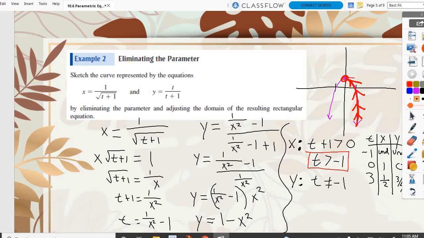So it doesn't change what the graph looks like, it just gives you the direction that your path is following. Okay. You with me? Okay. Other questions? Okay. Want to look at another one?